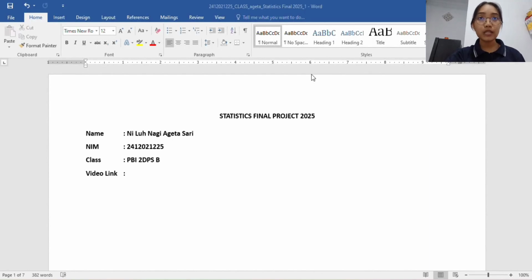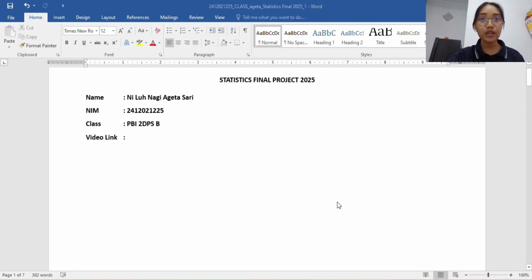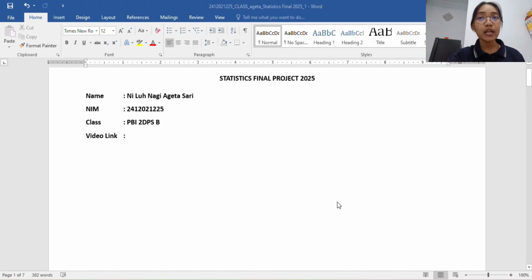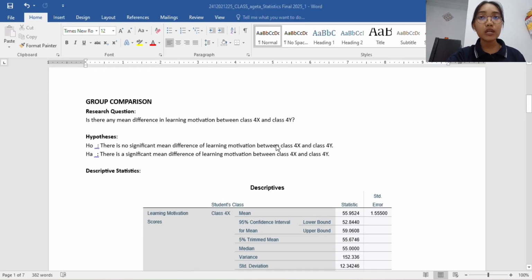Today in this presentation, I will share the findings of a group comparison on whether there is a significant difference in learning motivation between students in class 4X and class 4Y. First, let's look at the main research question. The research question is: is there any mean difference in learning motivation between students in class 4X and class 4Y?